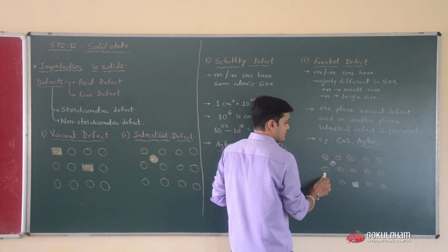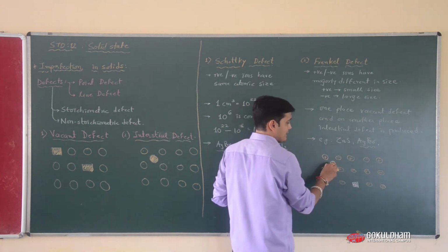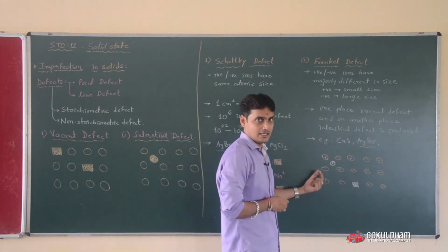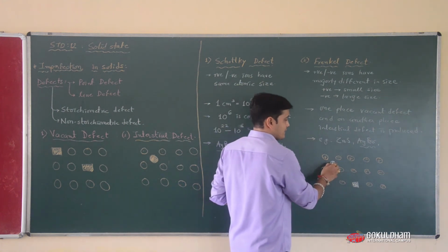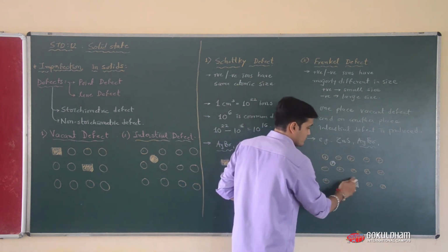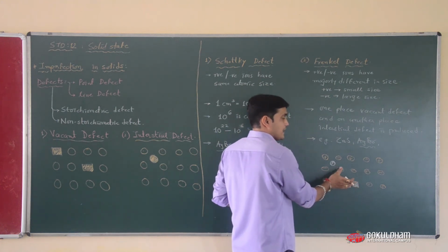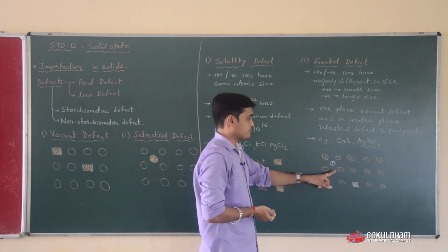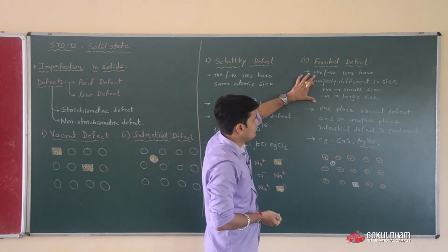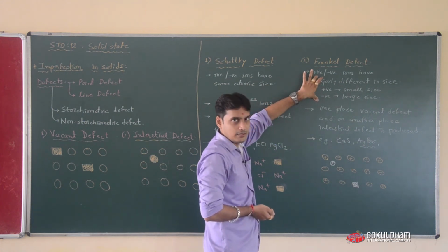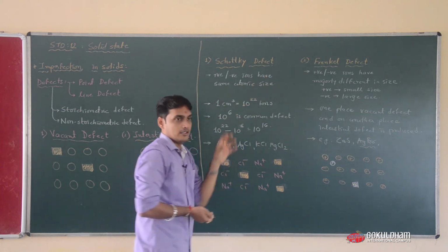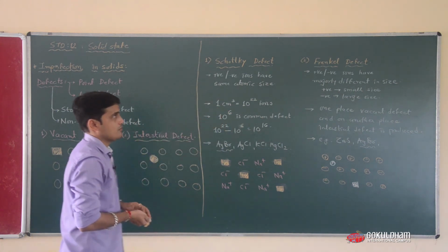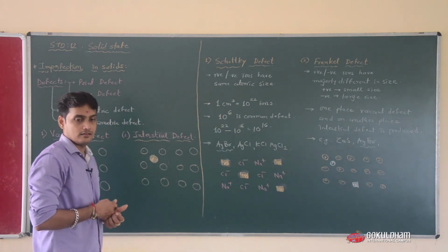and an interstitial position is generated where the positive ion is arranged randomly in between the positive and negative ions. So this is the defect called interstitial defect, and this is called vacant defect. Both defects are combinedly seen in a Frankel defect. This occurs where the positive and negative ions have majorly different atomic sizes, and the other is the Schottky defect. These both defects are known as stoichiometric defects.